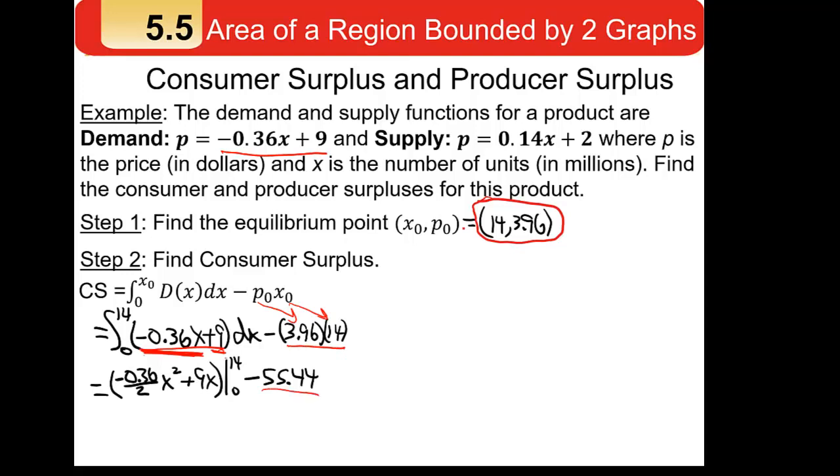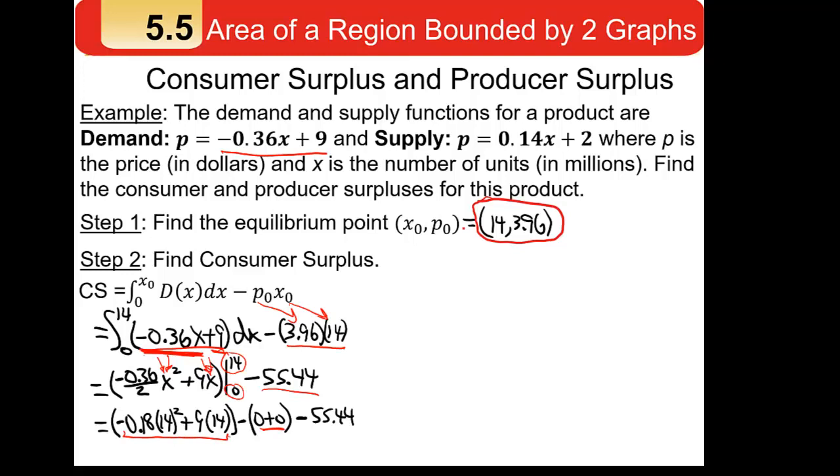So when you evaluate the antiderivative, you plug in the top number first. You put a 14 in there, and then you plug a 0 in, and of course, plugging in zeros just gives you all zeros, so that'll be nice. So the part that you really have to concentrate on is here.